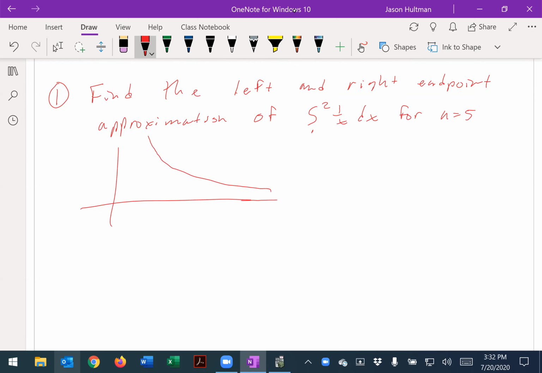Now where's 1? 1 is right here. So again, f of x is equal to 1 over x. We're wanting to go from 1 to 2, and I want to divide this into five increments. How am I going to do 5 increments here? Well, I'm just going to find delta x. Delta x is b minus a over n, that's going to be the increments that I'm going to use.